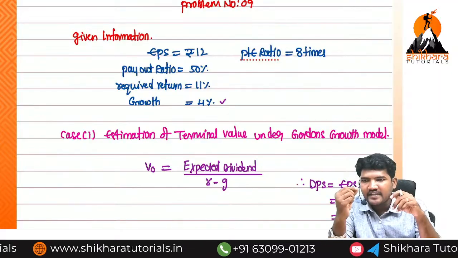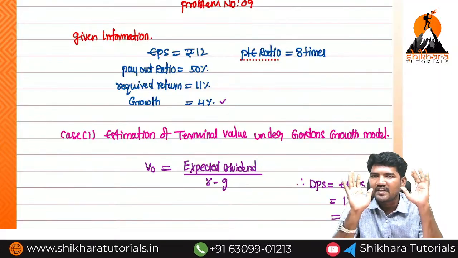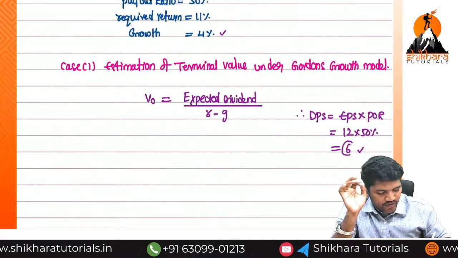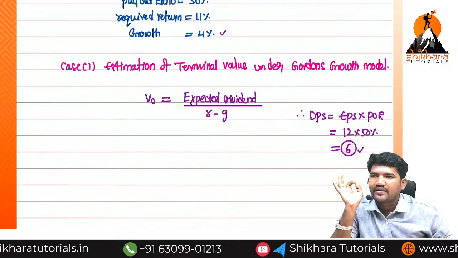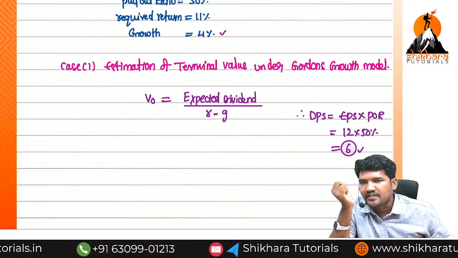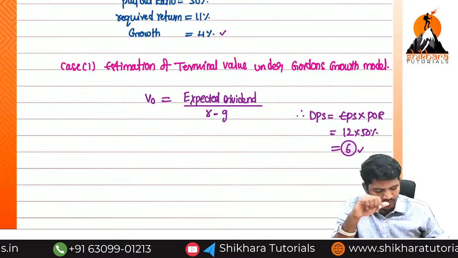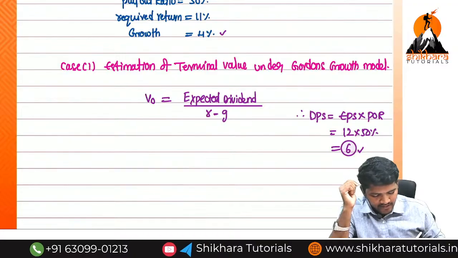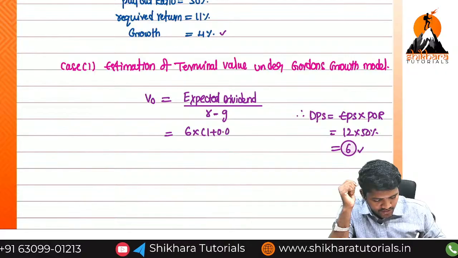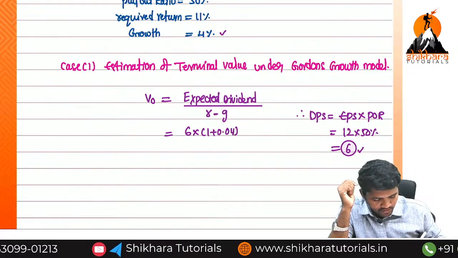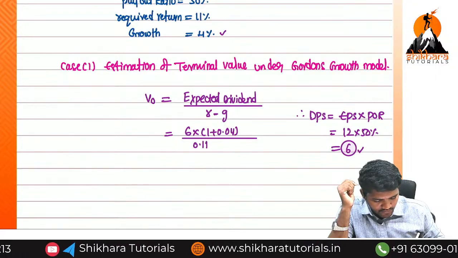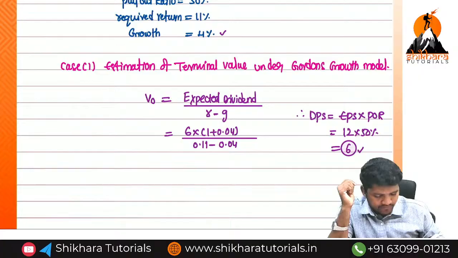Whether the given dividend is of the current year or the expected year is important. Now, where there is no clarity, you have to consider it as the current year. You have to grow it by what percentage? 4%. Now 6 rupees into 1 plus 0.04, divided by the required return 0.11 minus the growth 0.04.